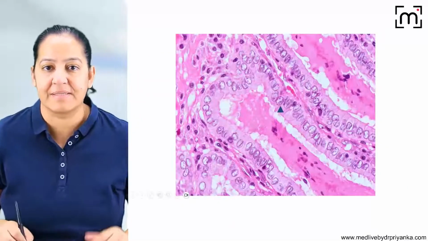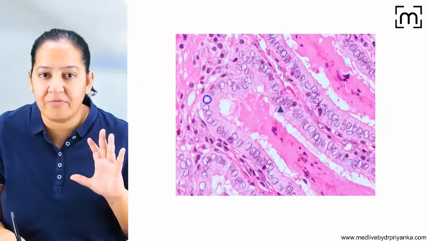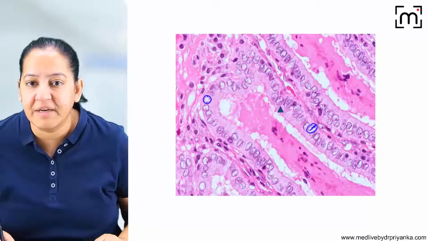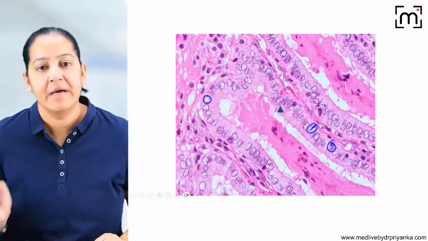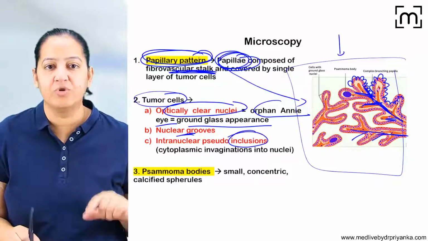Now at some places here also you can appreciate. So the nucleus is optically clear. Inside some of them you can see the inclusion bodies. Appreciate the grooving here. Appreciate here it is a light inclusion body. So in some of them inclusion bodies are there. So grooving is common and inclusions are common.